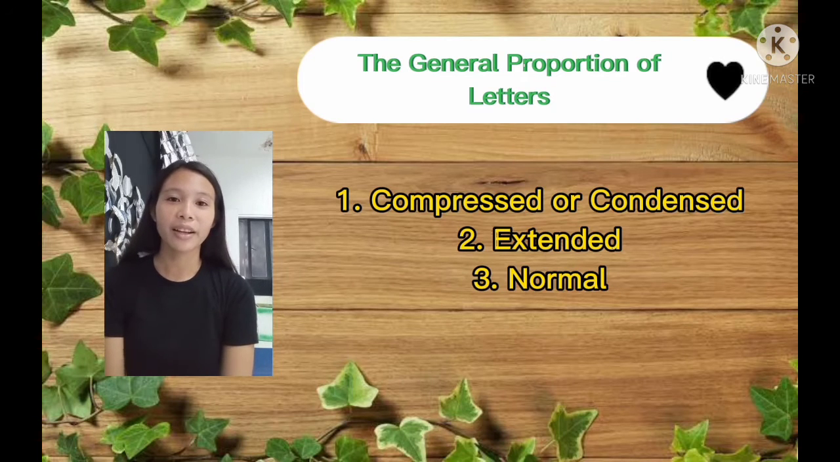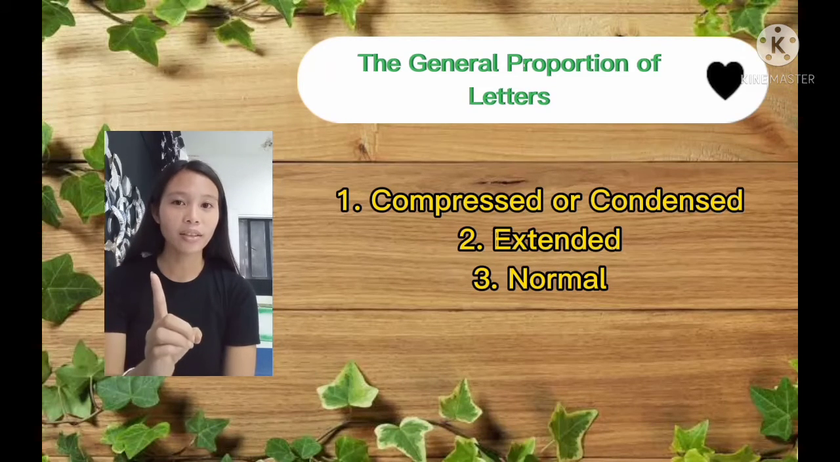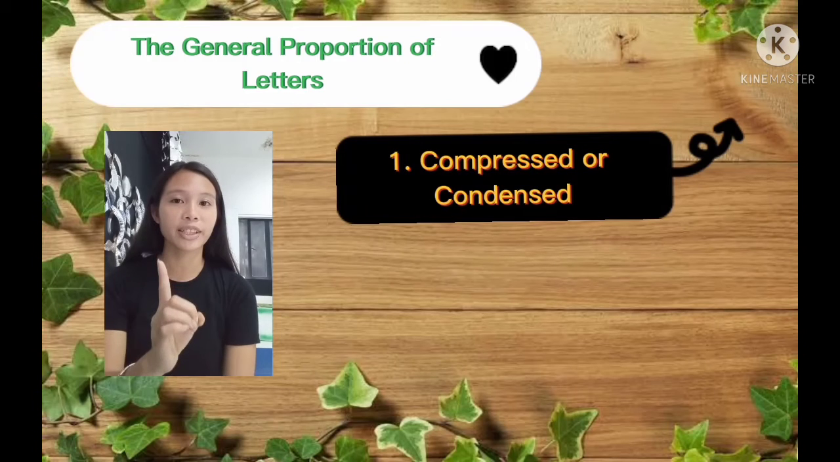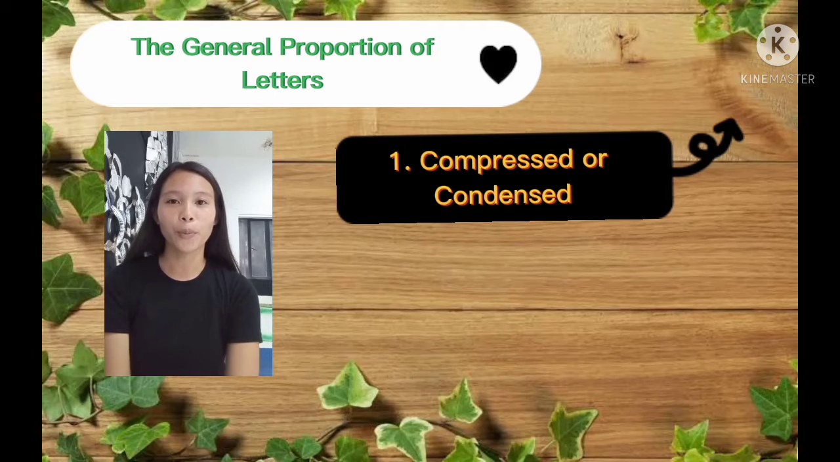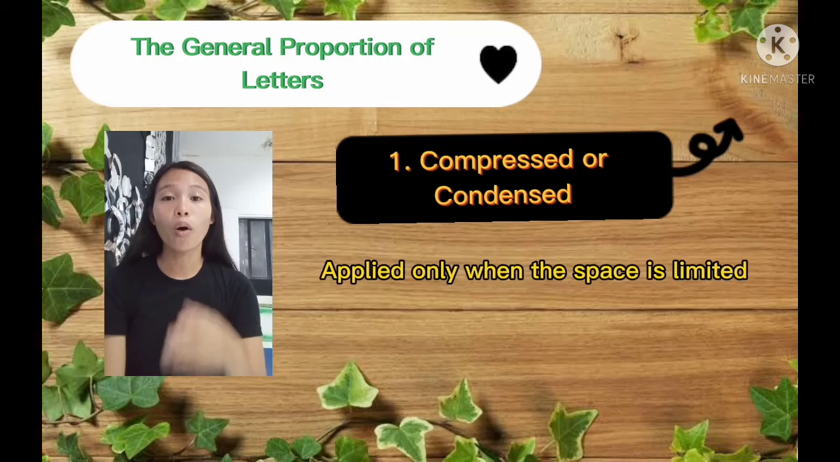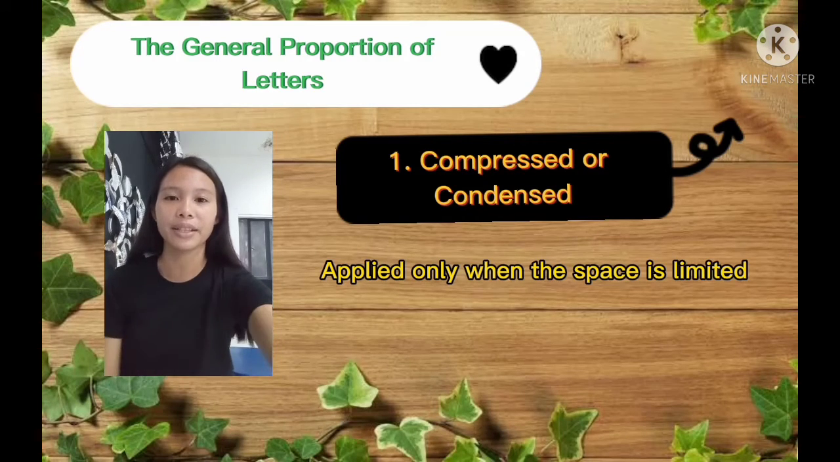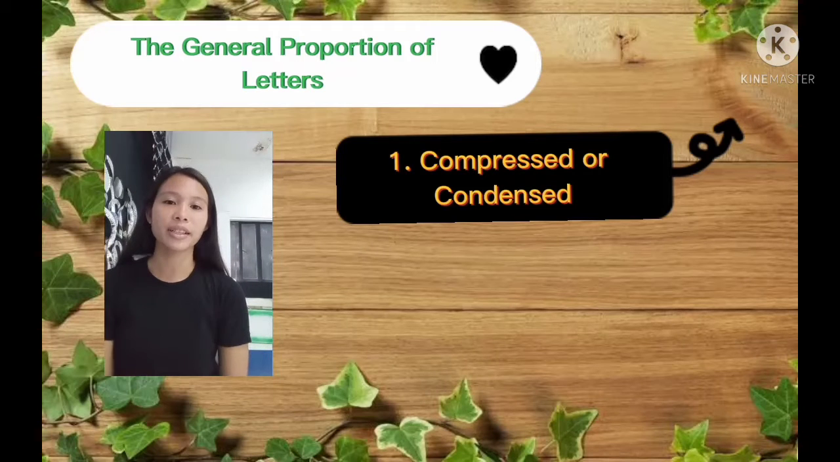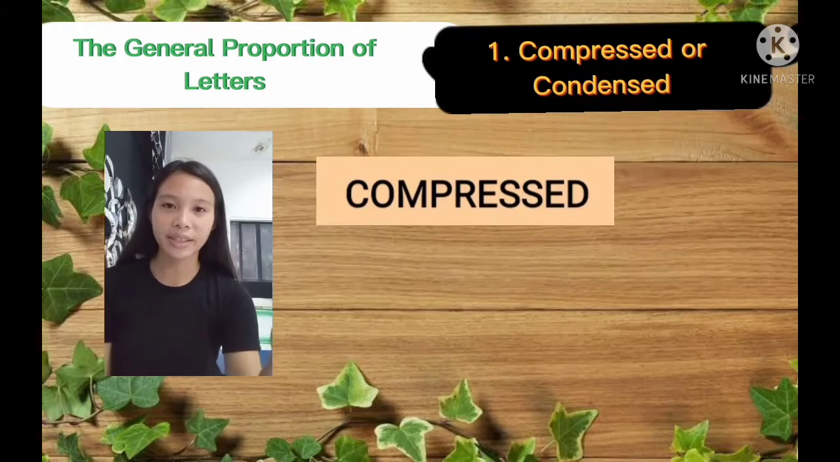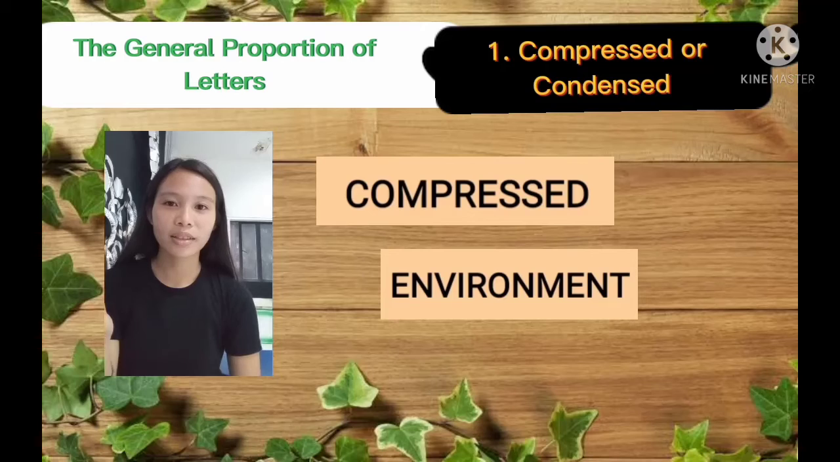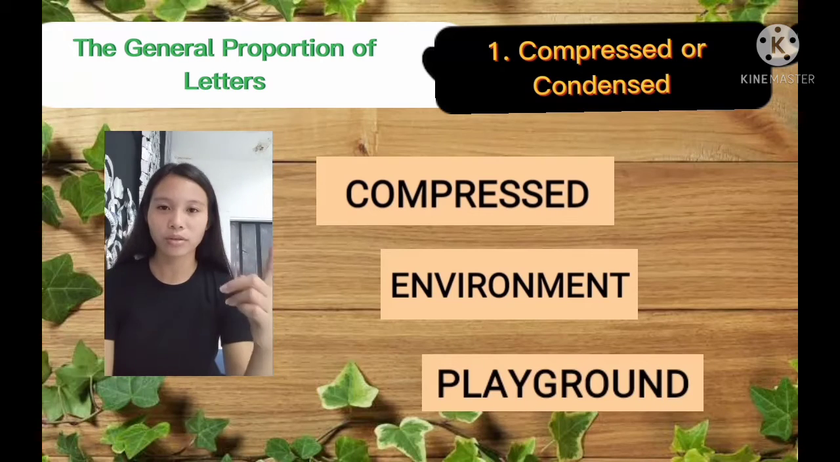So, number 1 is the compressed or condensed. This particular proportion should be applied only when the space is limited. The letters are printed with closer distance, and the width is narrower than the normal size. Examples of this are: compressed, environment, and playground.